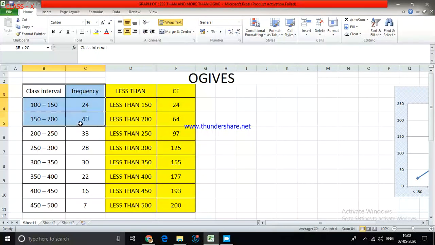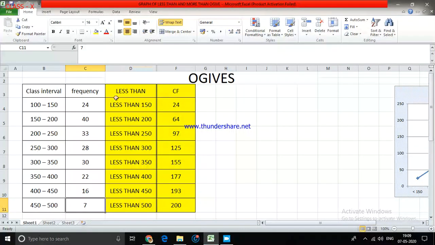These class intervals are given to you: 100 to 150, 24; 150 to 200, 40; till 450 to 500, 7 persons. This may be the expenditure they are spending. So 24 people are spending between 100 to 150 rupees, and 40 persons are spending between 150 to 200, and 7 people are spending 450 to 500.